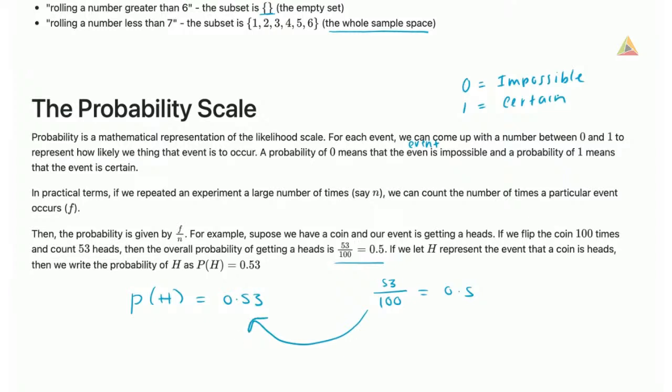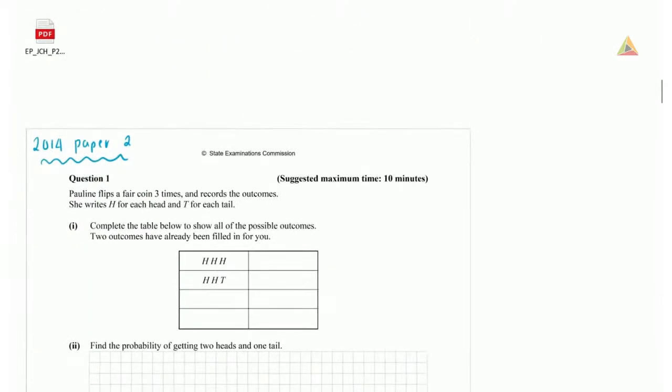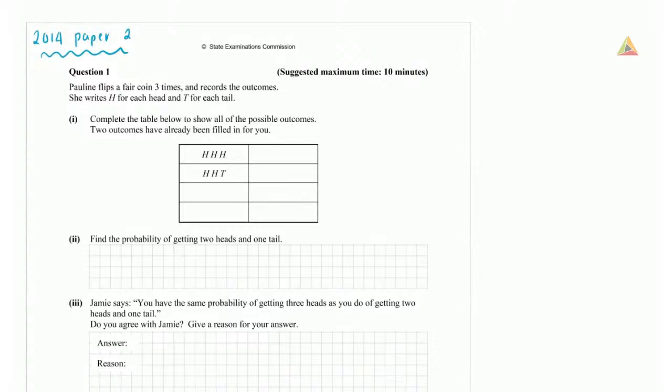So we're going to do some examples now from exam papers. So the first exam paper I have here is the 2014 paper 2. So Pauline flips a fair coin 3 times. Now what fair means is even chance of landing on a head or a tail. So Pauline flips a fair coin 3 times and records the outcomes. She writes H for each head and T for each tail. Complete the table below to show all of the possible outcomes, and 2 of the outcomes have already been filled in for you. So there are 8 possible outcomes. You have to write all of the possibilities there are. So the first one there is 3 heads. The next one is 2 heads and a tail.